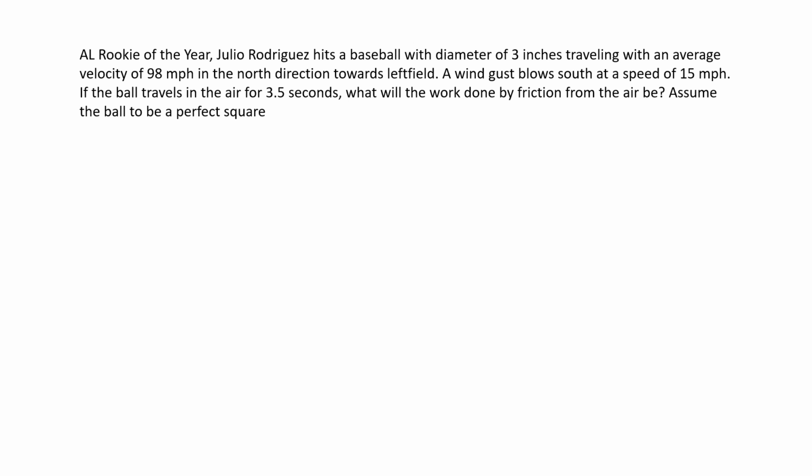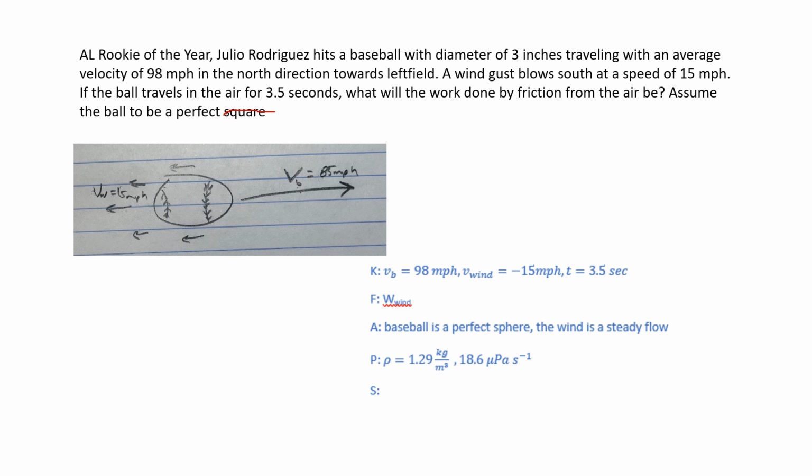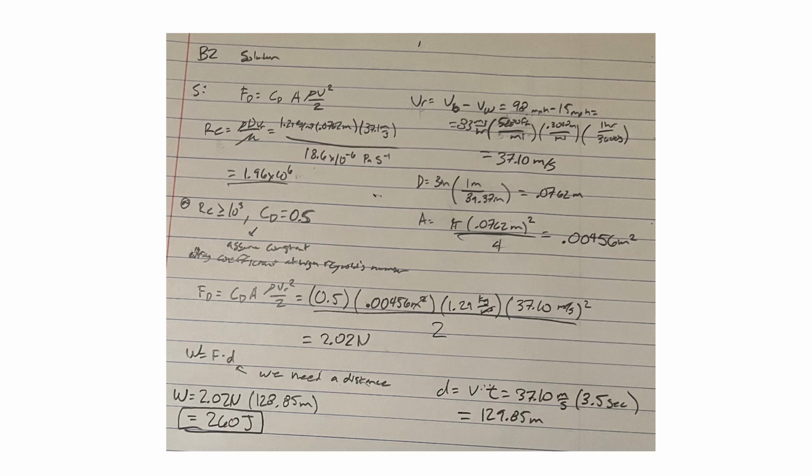That's a little bit of a miss right there. Perfect sphere. So we have our perfect sphere ball. We show the two velocities of both the ball and the wind there. So our knowns, we have our velocities, and we're finding our work on the ball, assuming the ball is a sphere, and the wind is a steady flow. And then we have our properties of air.